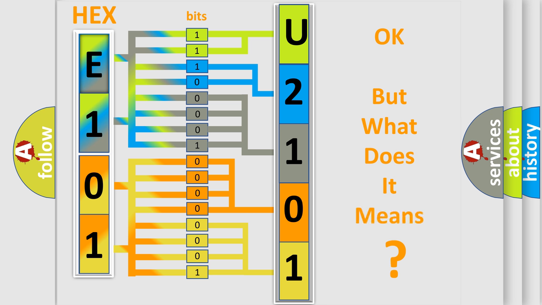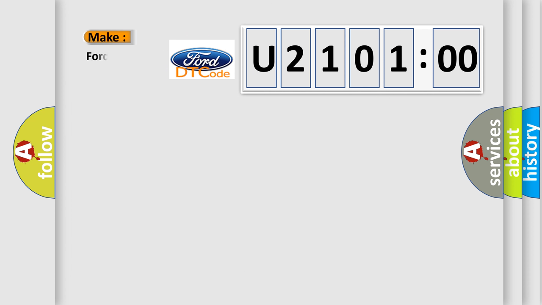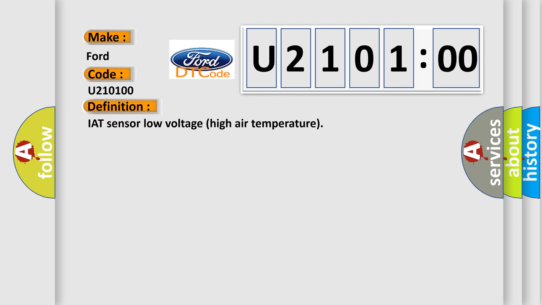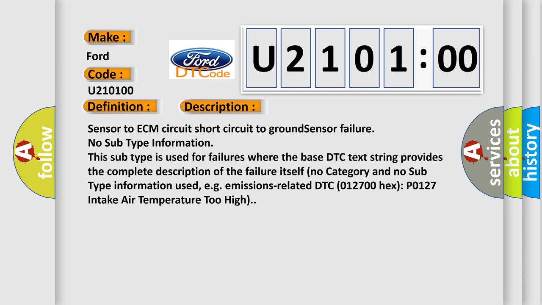The number itself does not make sense to us if we cannot assign information to what it actually expresses. So, what does the diagnostic trouble code U2101-00 specifically mean for Infiniti? The basic definition is IAT sensor low voltage, high air temperature. And now this is a short description of this DTC code: sensor to ECM circuit short circuit to ground, sensor failure.